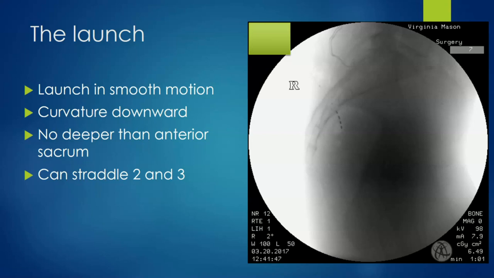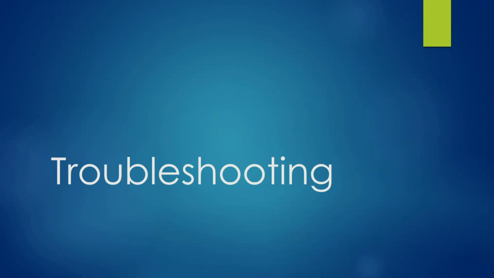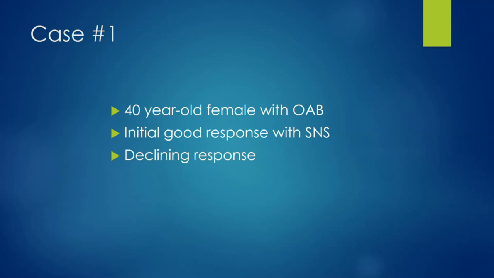And there's your flare. I think in the interest of time, because we have some cases, I wanted to show you some, let me just show you really quick troubleshooting. And so we'll hit some of this. A 40-year-old female with OAB, she initially has a good response and she's having a declining response right now.